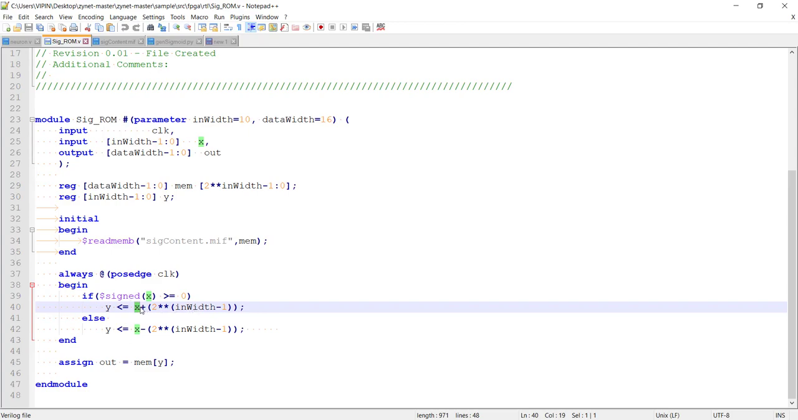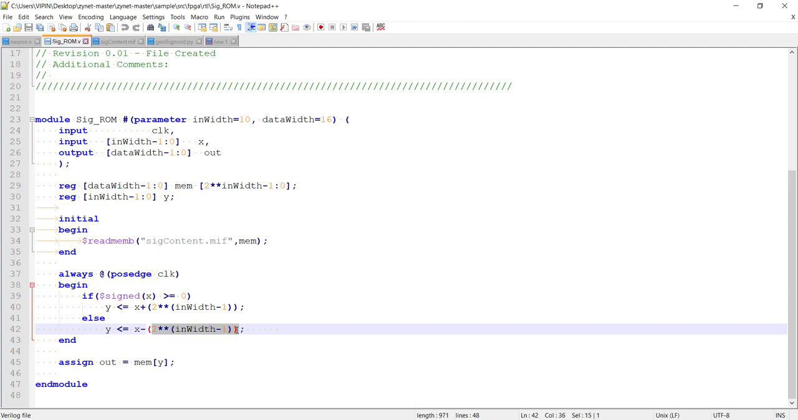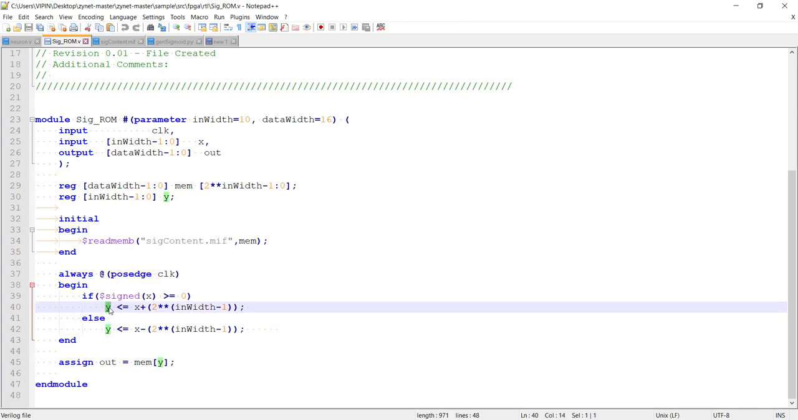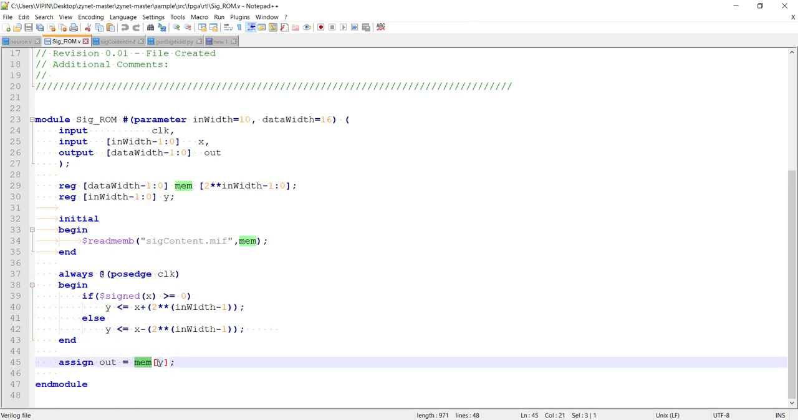Similarly, if negative numbers are coming, I'm subtracting this from that. Again, you can see I didn't use signed subtraction, which means it is doing an unsigned subtraction. So when you look at the negative number from an unsigned perspective, that is representing a large number. From that large number, I am subtracting this offset value. That means it will be offset towards the beginning of the memory. In that way, I calculate the actual address, and from memory, I take the appropriate value and give it to the output.